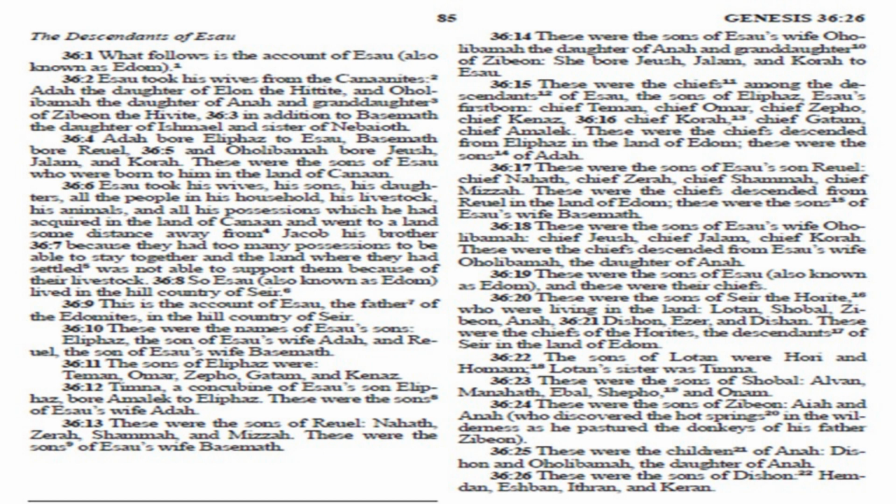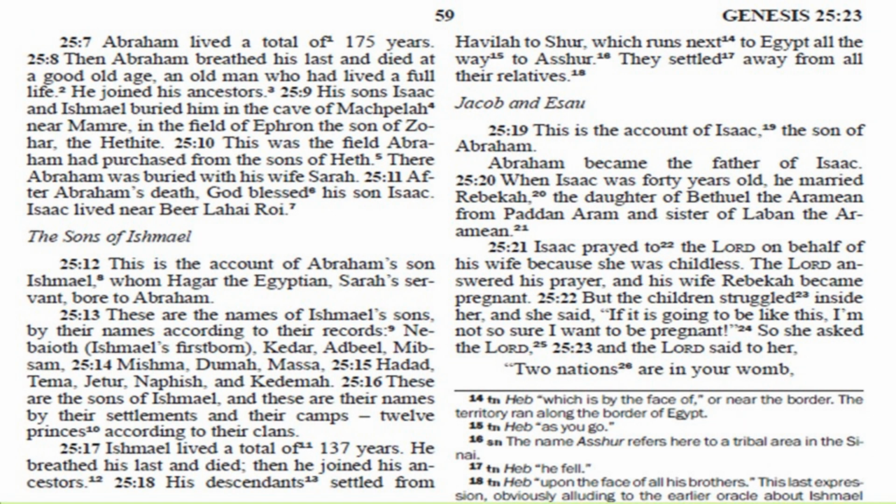Esau married 3 women, out of whom 2 are from Canaan and 1 is from Havilah, who is the daughter of Ishmael. Then, where is Havilah? Chapter number 25, verse number 18 mentions that the descendants of Ishmael settled from Havilah to Shur in Ashur, which runs next to Egypt.